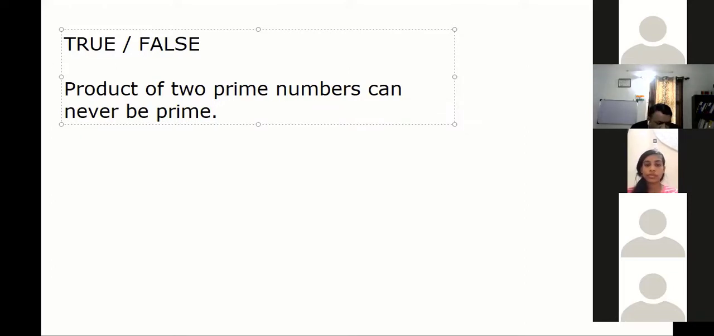Manoj says 2 into 3 equal to 6. So Manoj, true or false? Yashwant says true. Skan says true. Asta says false. Asta, how false? Slesha says false. How false, Slesha? Tell me. Shreya says true. Product of two prime numbers can never be prime. Sagarika says true. Shreya says true. Slesha, explain please.